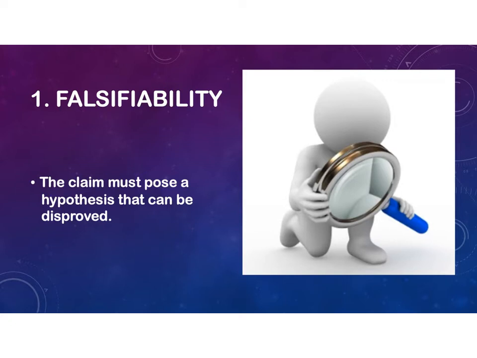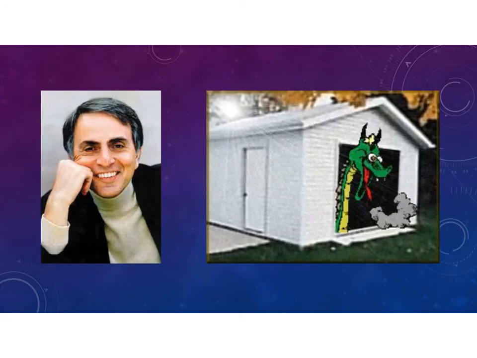The famous example is given by Carl Sagan. So Carl Sagan gives the example of the dragon in the garage. So suppose somebody said to you, there is a living, breathing dragon in my garage. The first question you might ask is, okay, well, let me see the dragon. Oh, well, the dragon is invisible, so you can't see him. Okay, a little strange, but there's other tests we can do.